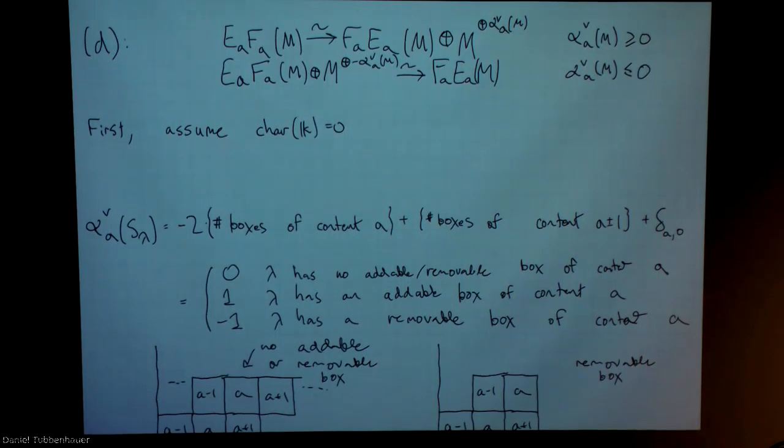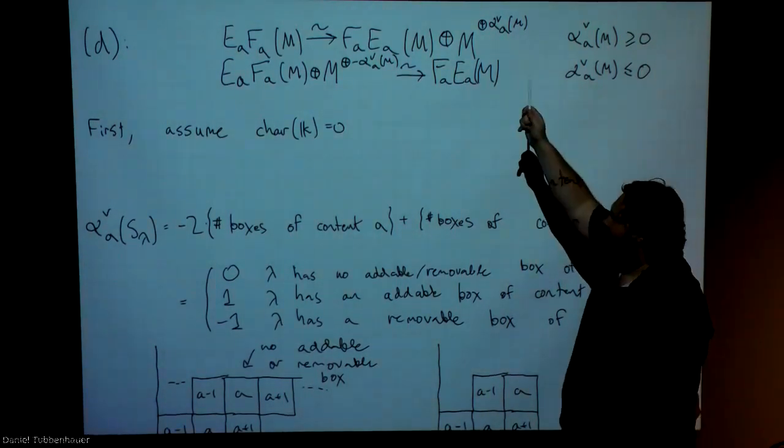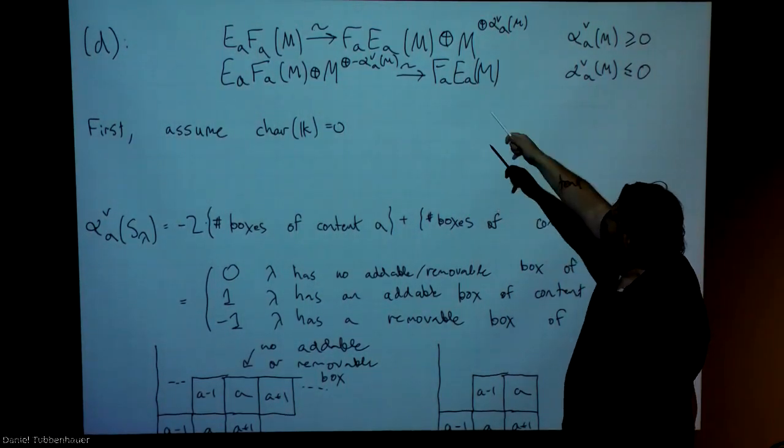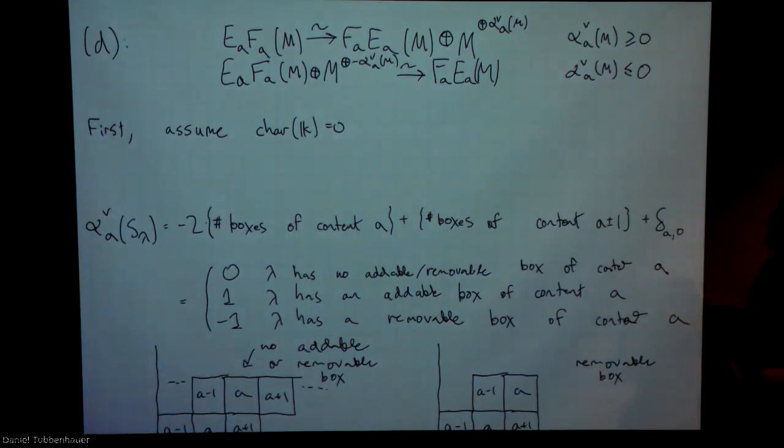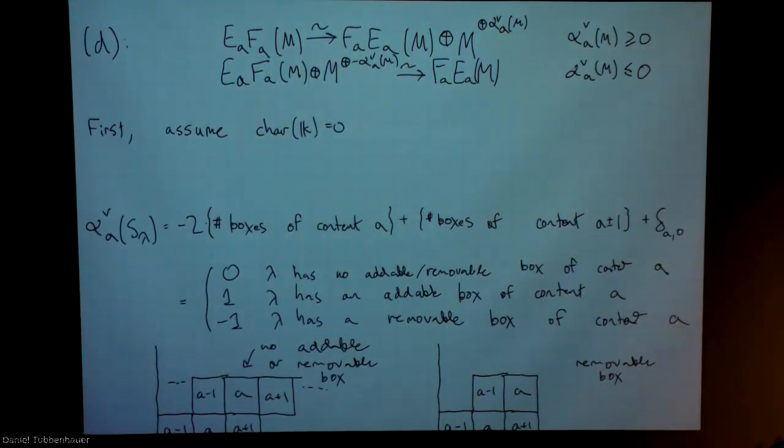There's one important thing left to check, which is why do we get that when we do EAFA and FAEA, those are almost the same, but there's some weird number of other copies showing up that depends on the statistic alpha check. So the stuff I've done thus far didn't require anything about this alpha check. This is where this alpha check and the difference between addable and removable boxes suddenly becomes important.